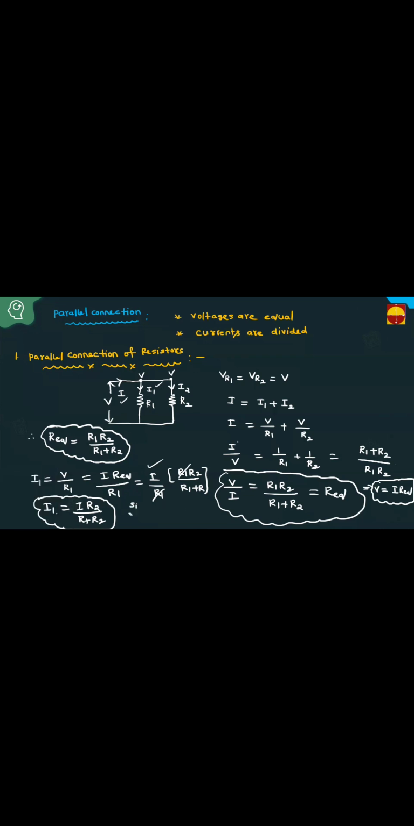I'm writing here. What is I1 we got, friends? It is better to write in the next slide. I1 equal to I into R2 by R1 plus R. Similarly, directly I'm writing, again no need of derivation. Can you tell what is I2? Total current into the opposite resistance, which is R1, by R1 plus R.